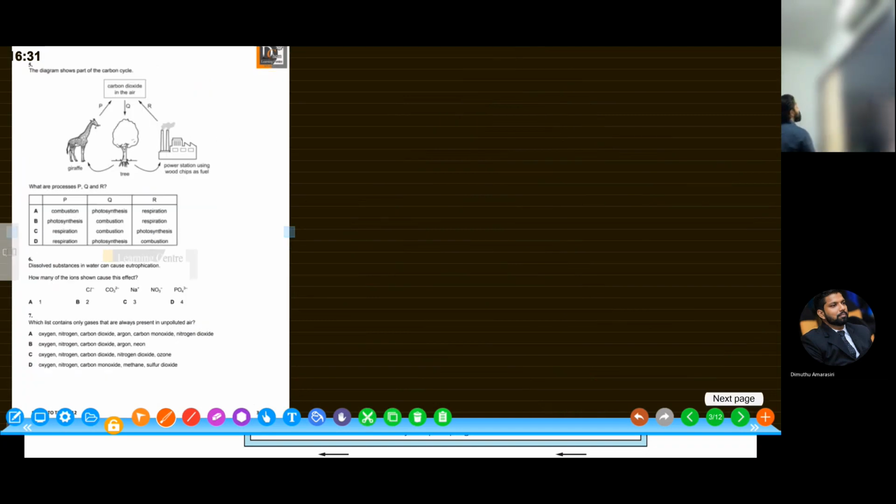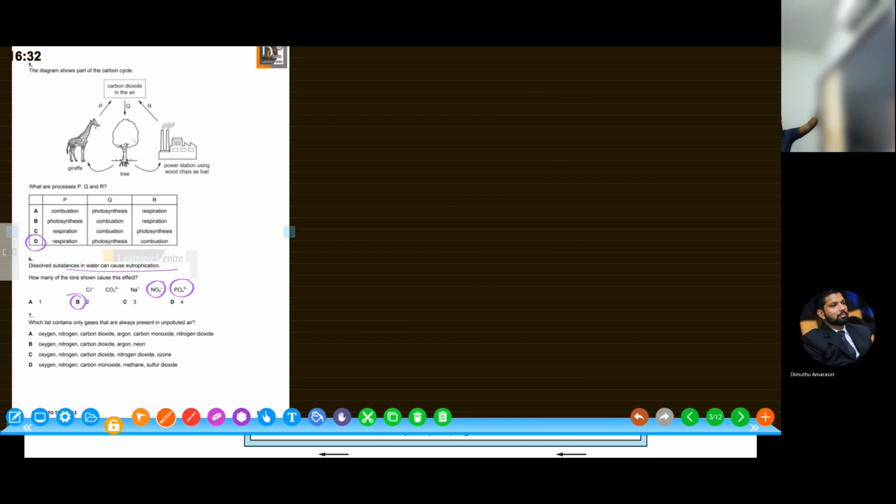Right, next one. This is the carbon cycle. What's the process? PQR. P is respiration, Q is photosynthesis, R is combustion. How many of the ions cause the effect? Substances in water, eutrophication. So nitrate ions and what? Phosphate ions. Therefore, the answer is 2.